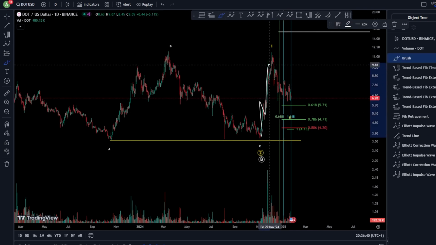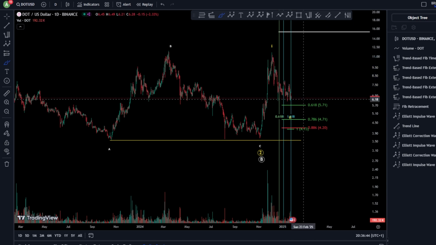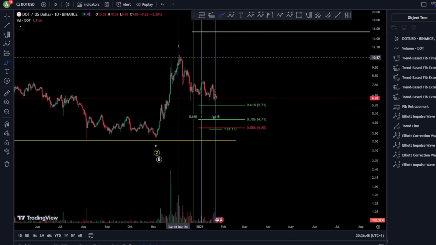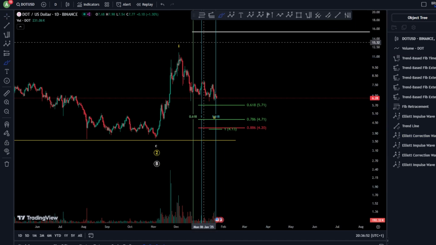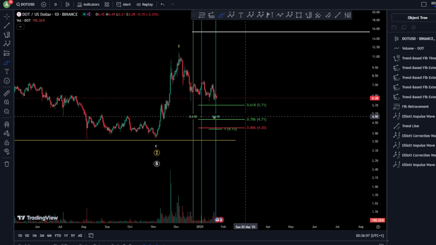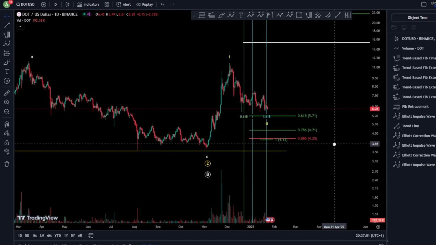We got 1, 2, 3, 4, 5 for an impulse, wave 1. Now we are ranging for so many days here, and of course this is a wave 2, in case this is a wave 1, and then we would like to see 3 waves toward the downside as A, B, and C, reaching in between the perfect FIB level for a wave 2.